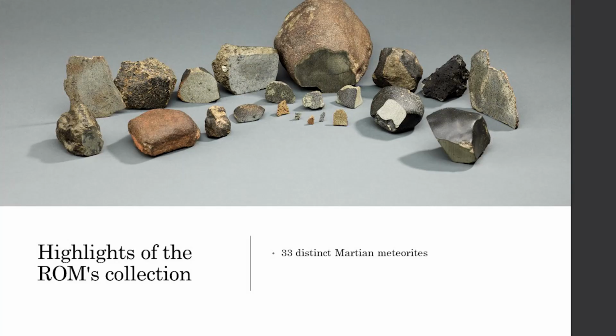And just some highlights of our collection. There are about 100 or so known Martian meteorites that have ever been found in Earth's history, and the ROM is really lucky in that we have about a third of these objects in our collection. When we are trying to study whether or not life has existed on other planets, as Josie's going to talk about, we're one of the go-to places in the world where people can come and access this material, which is really important for future scientists.